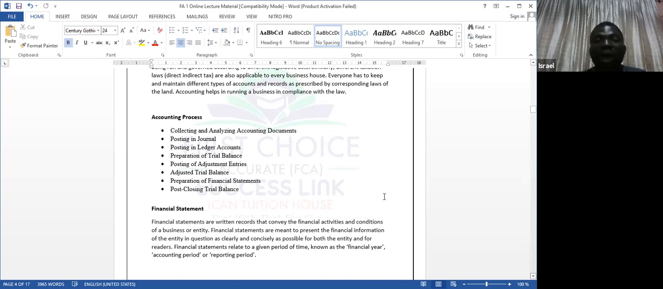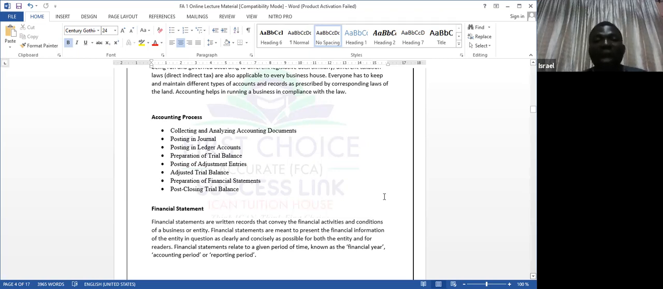Then after that, we have posting of adjustment entries. When we talk about posting of adjustment entries, there's a need for us to adjust our entries. There are some transactions that we have not captured during the month, but we need to capture them at the end of the month, because they do not lead to movement of cash. So we repost them, and we reappraise the figures. Then after you have adjusted the entries, the adjustment will be done on the trial balance. As a result, you have what we call the adjusted trial balance. We're going to explain everything in detail.